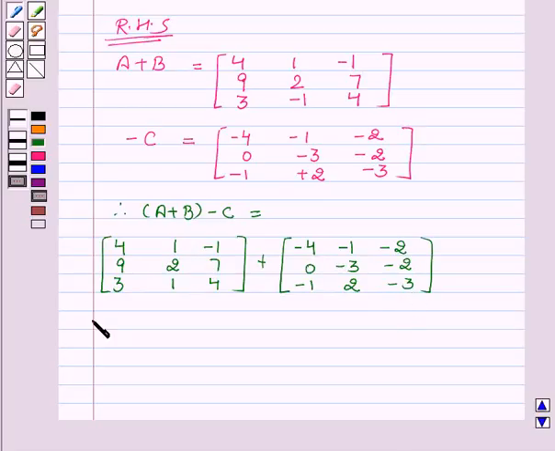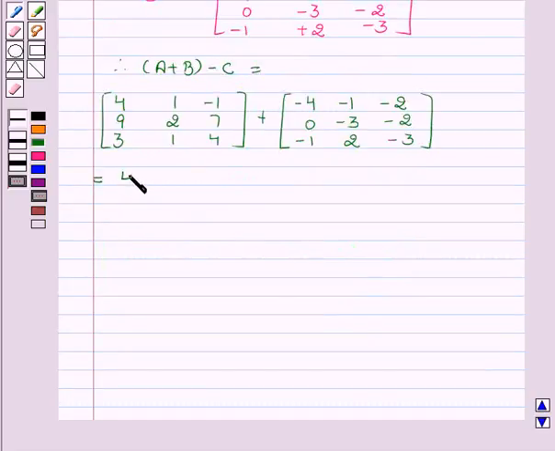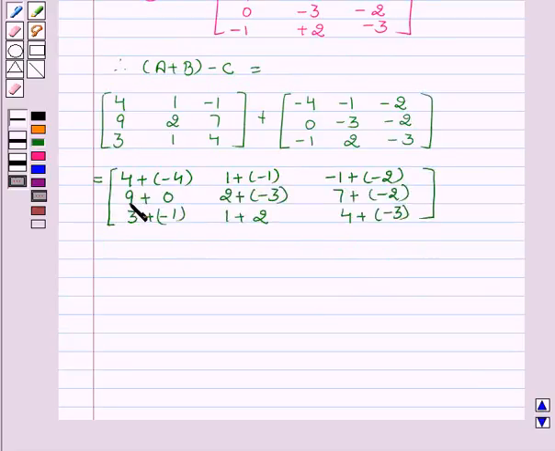This can be written as, on adding, this is equal to 4 plus minus 4, 1 plus minus 1, minus 1 plus minus 2. Similarly, we'll write for second row and for third row. It will give us 9 plus 0, 2 plus minus 3, 7 plus minus 2, 3 plus minus 1, 1 plus 2, 4 plus minus 3. This is equal to 0, 0, minus 3, 9, minus 1, 5, 2, 1, and 1. This is our second matrix.